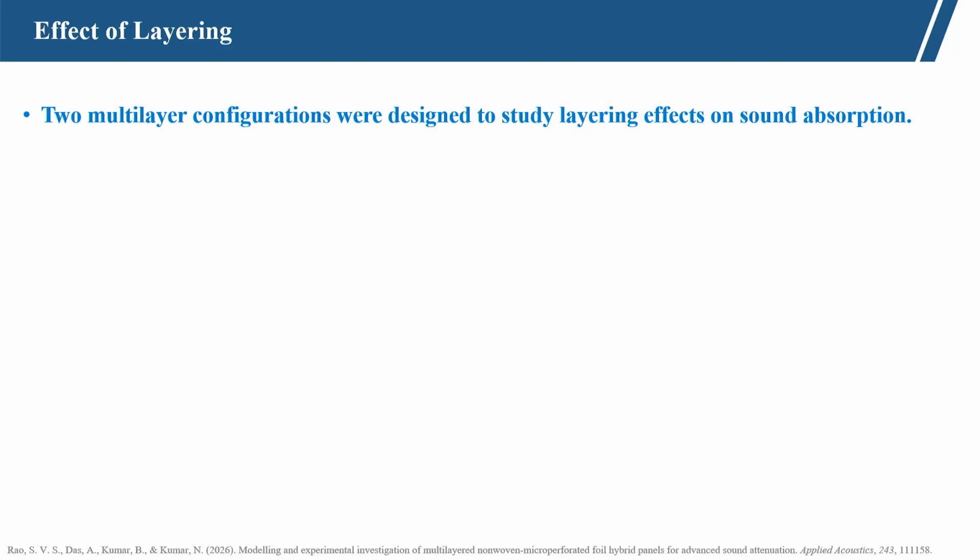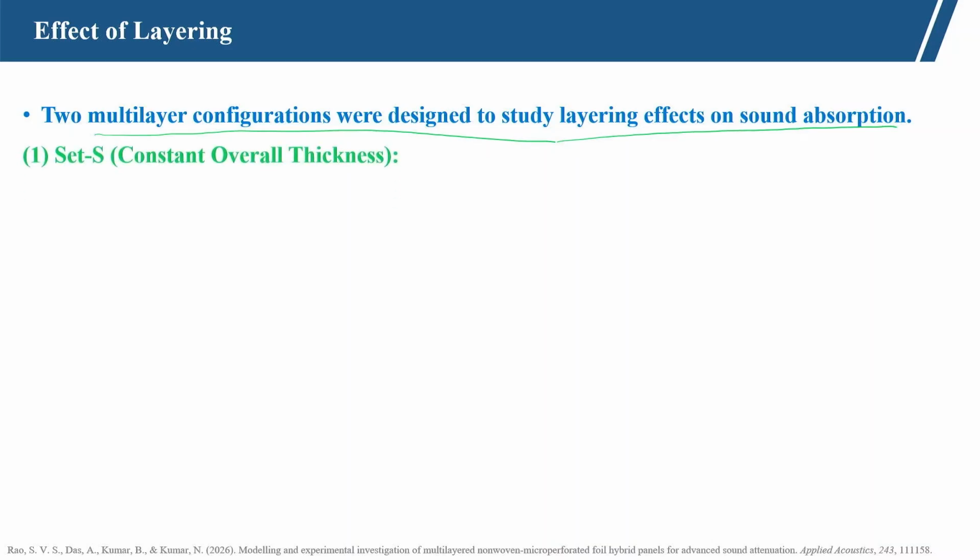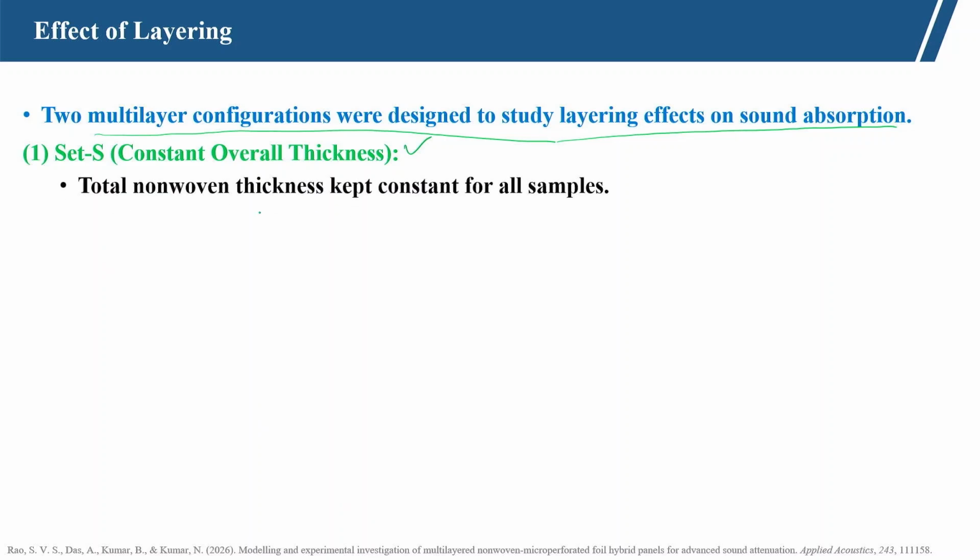So, effect of layering. We have done two multi-layer configurations designed to study the layering effect on sound absorption. So, what are these? Set S consists of samples where the overall thickness was kept constant. We have changed the number of layers, but the overall thickness was kept constant. Total nonwoven thickness was kept constant for all samples.